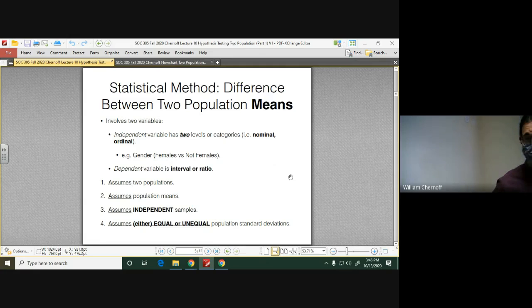Three, we have our independence assumption. So again, this is the assumption that everybody who responded to your surveys was not influenced by anyone else who took that survey.